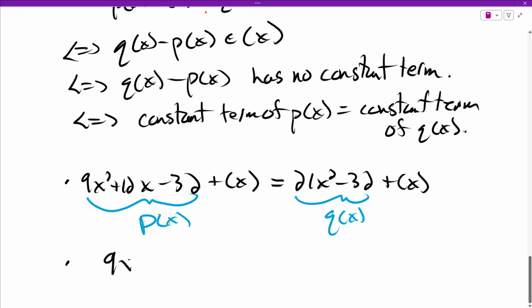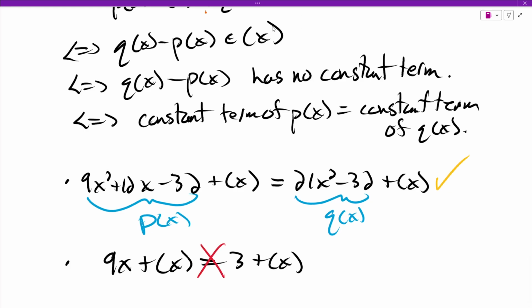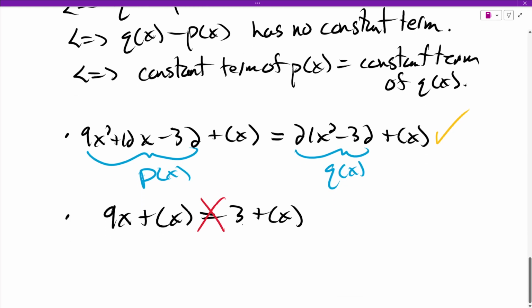Whereas something like 9x and 3 are not congruent. They're not congruent because the constant term of q is 3, whereas for p it's 0. The constant terms don't match.